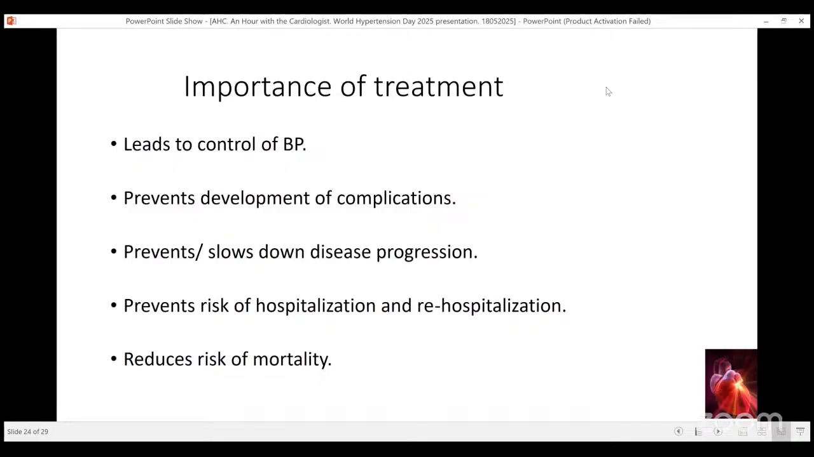It leads to a good control of blood pressure, and once it's well controlled, it will prevent the development of complications. It prevents development of complications: enlarged heart, heart failure, heart attack, stroke, kidney problems, even eye problems, peripheral arterial disease, and so on.